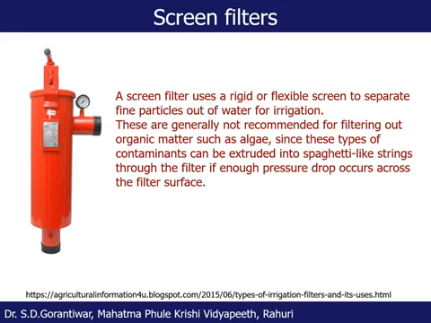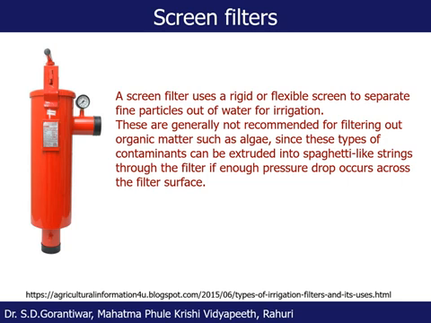Screen filters. I have shown here one typical photograph of the screen filter along with a pressure gauge. Pressure gauge is very important. It will be covered in the maintenance and operation part of the micro irrigation system. A screen filter uses a rigid or flexible screen to separate fine particles out of water for irrigation actually. Okay, I will show this screen in the next slide. In fact the screen filter or disc filter for that matter has two main components. One is the filter casing, which you can see now, and inside the filter casing there is the filter element. So the filter element in the case of the screen filter is the screen itself.